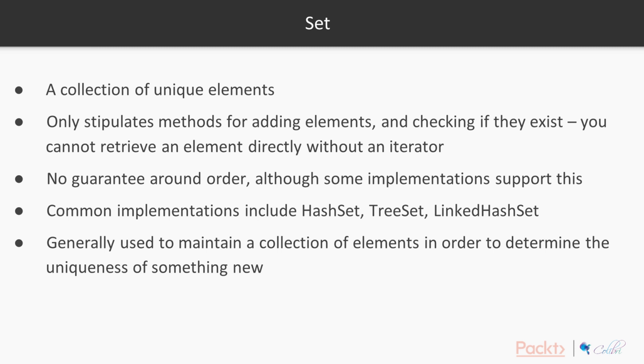There's no guarantee around order, although some implementations do actually support this. Common implementations of set are hash set, tree set, and linked hash set. The most common one, to be honest, that you're likely to use is hash set. It's the most high performance implementation. What happens is when you insert the object into the set, a hash is taken of that object, and the set maintains the hash. It's a low collision hash. So when you go to try and insert a new element, the set will then hash the new element and compare it against a list of hashes that it's already stored. This is generally useful for maintaining a collection of elements in order to determine the uniqueness of something new.